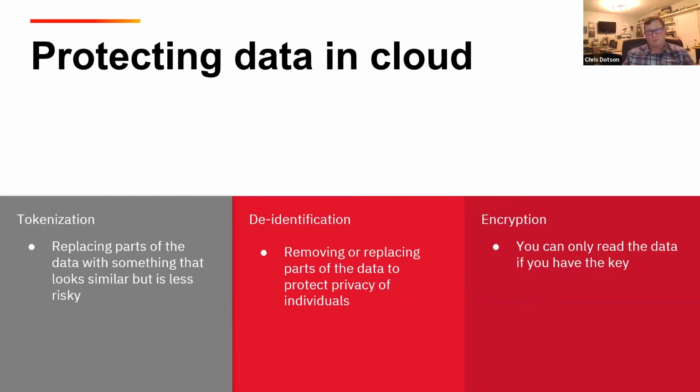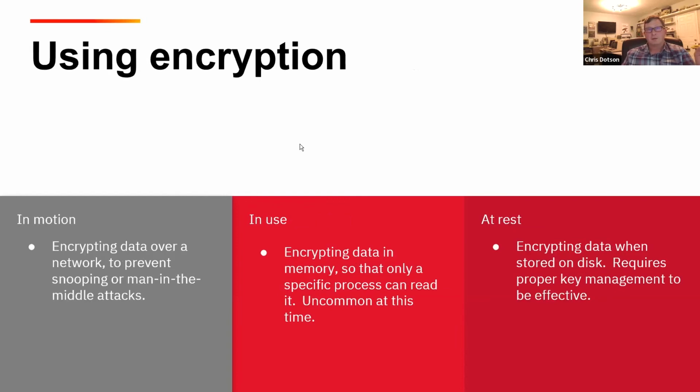So that's a really brief intro to tokenization and de-identification, and hopefully just enough to let you know if it may make sense to use in your environment. I do want to talk a little bit more about encryption because you'll almost certainly use that in a cloud environment. As I mentioned before, encryption is like locking the data in a box so that you need a key to get it. And there are three main types of encryption that get used here.